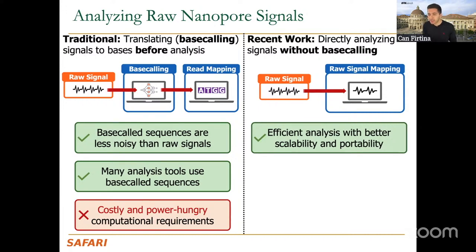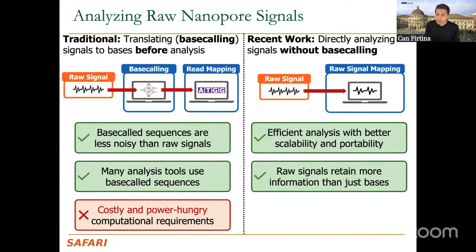This is relatively better in several ways. For example, now that we don't need this additional step, the entire analysis can be much more efficient, perhaps with better scalability and portability, because perhaps we would not necessarily be needing the GPUs to do the base calling. And raw electrical signals retain more information than just individual bases. So this can also be considered as a compression, right?